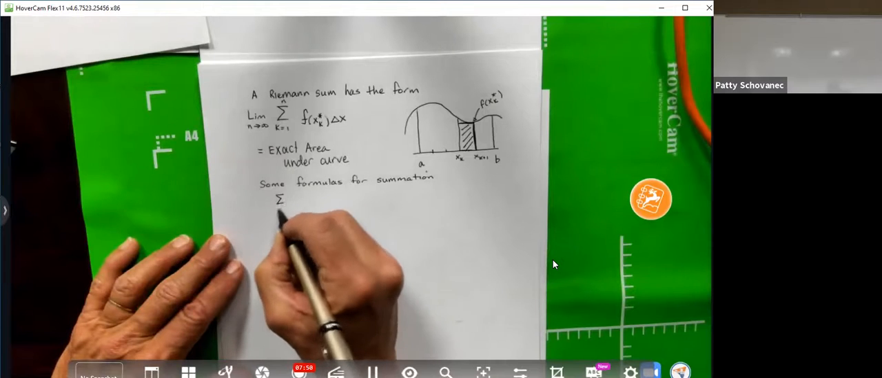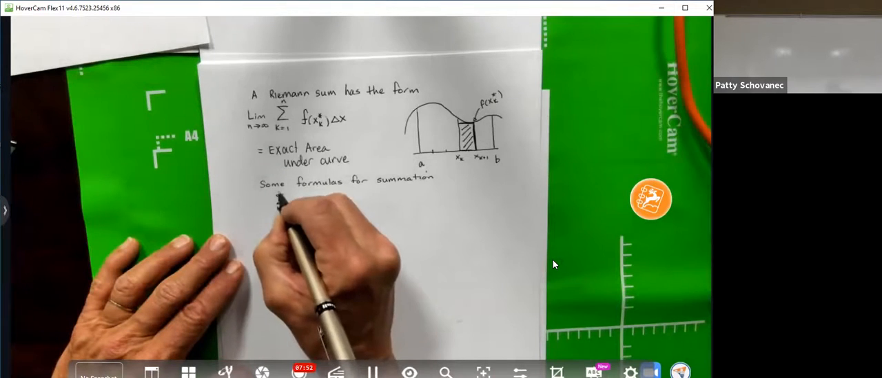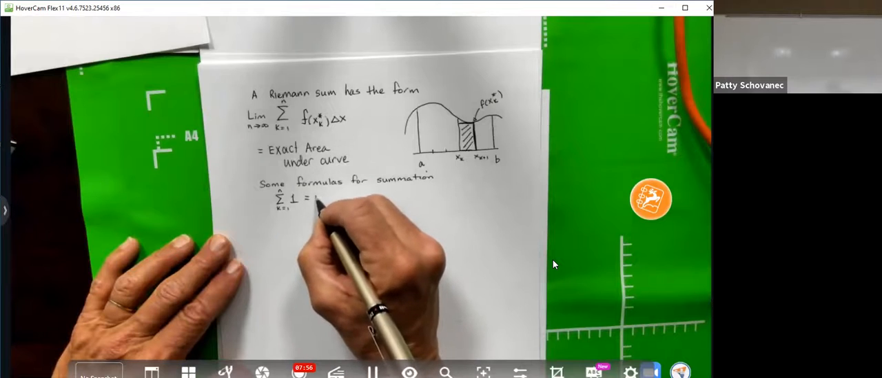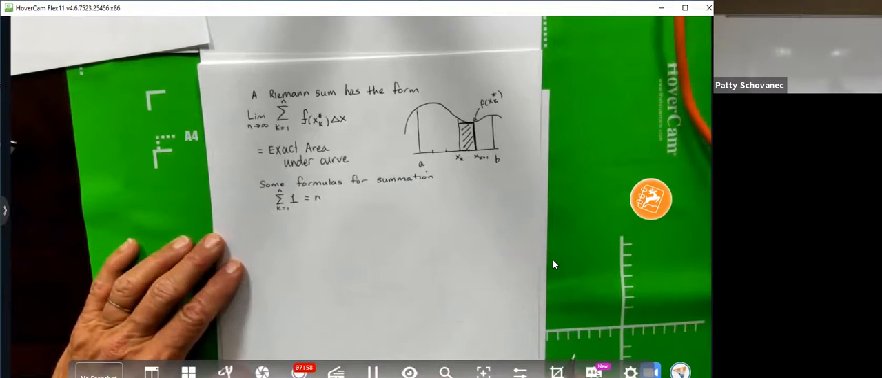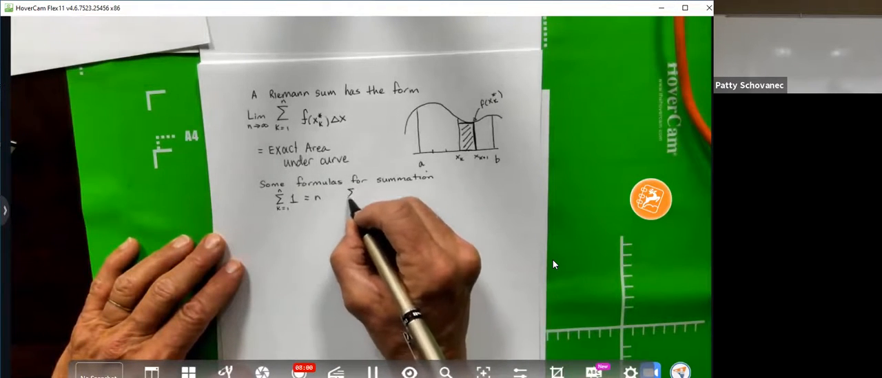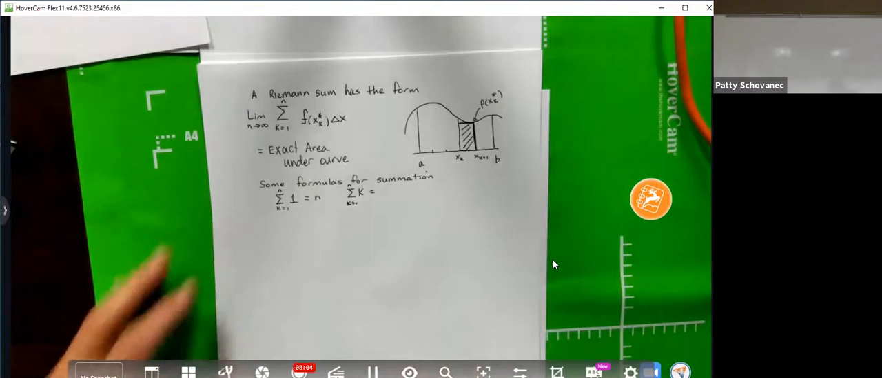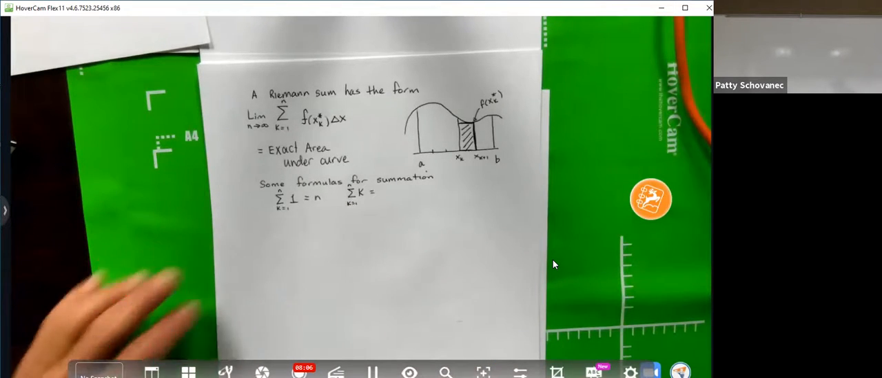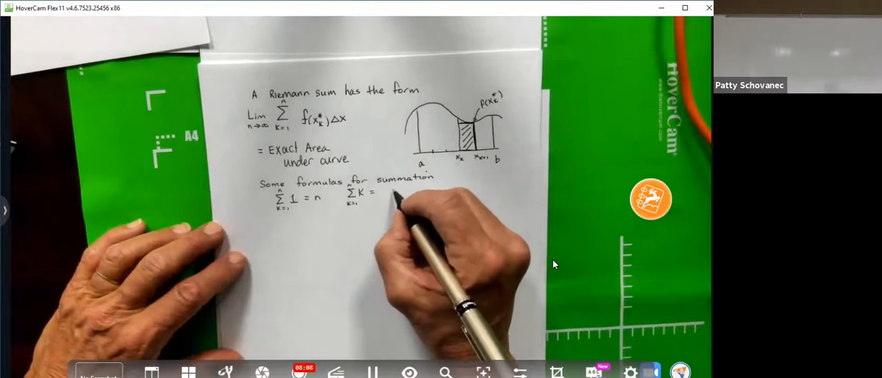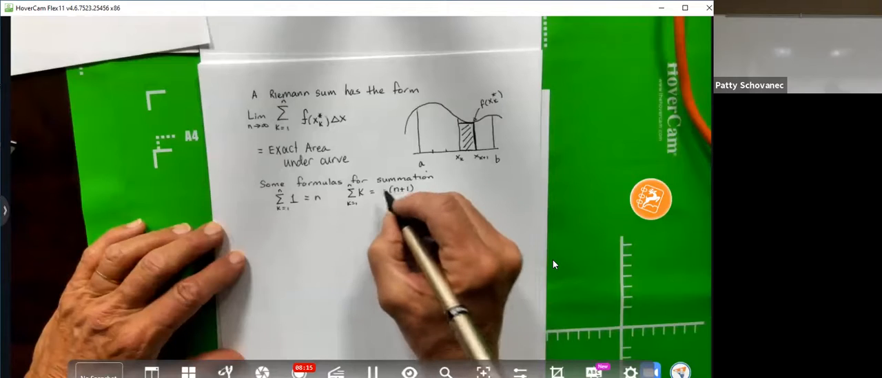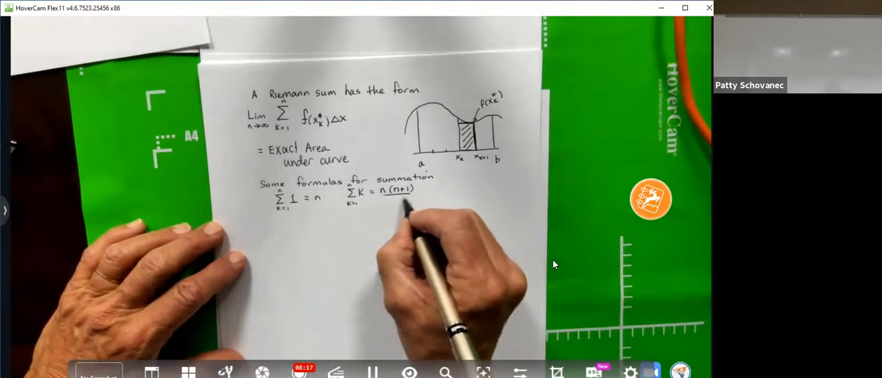The first one was the sum from k equals 1 to n of just 1. Adding n ones together should just give us n. The second one was the sum from k equals 1 to n of k. Adding the first n counting numbers together was first plus last, so that was n plus 1, divided by 2, times the number of terms in the list.